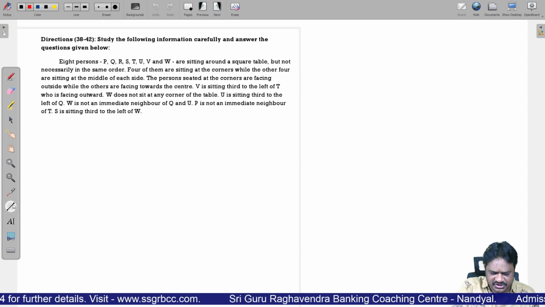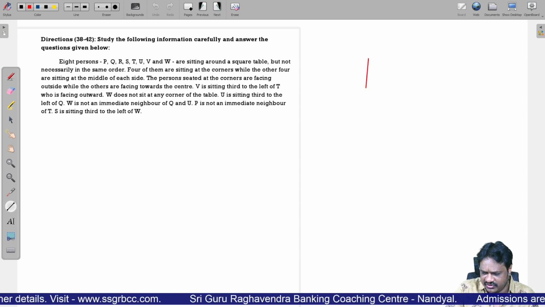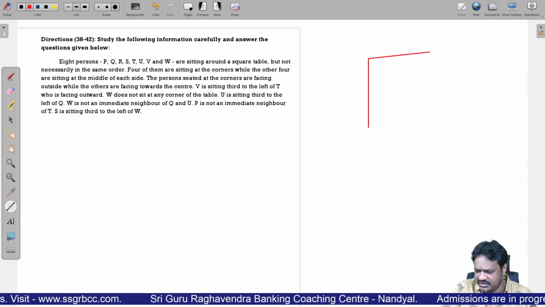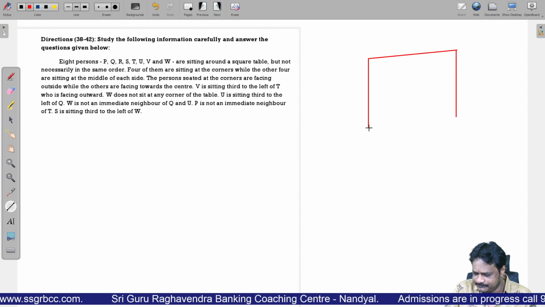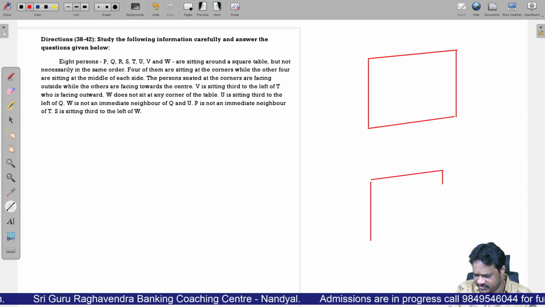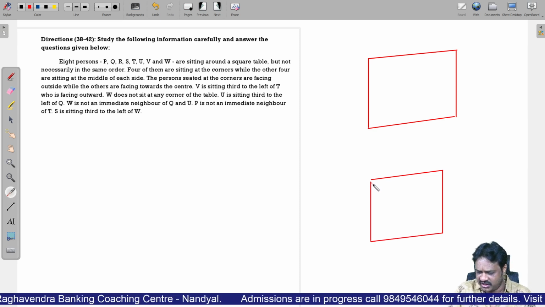Now this is one square seating arrangement. Until now we have done circle puzzles. This is the square. The square is also the same. The method of solving the puzzle is the same as the circle puzzle. In a square we will have corners and middle. These are called the corners. These are called the middle.